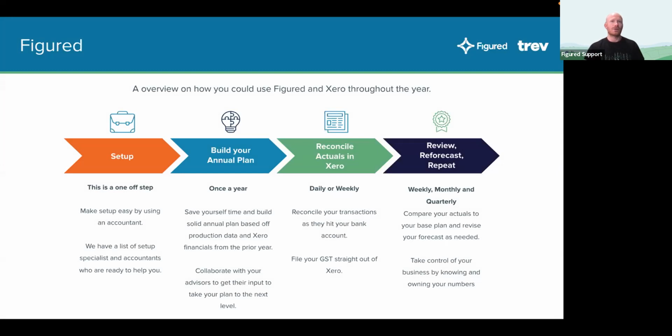So here's an example of what you'd expect when moving over to Figured. So it's a one-off setup in the beginning, and then you can build your annual plan once a year. And then it's all about reconciling those actuals inside Xero, whether that's daily or weekly. You can also file your GST returns directly out of Xero too. And then it's just reforecasting, reviewing and repeating. And this can again be done weekly, monthly or quarterly. And you can compare those actuals back to your base plan and revise the forecast if needed.